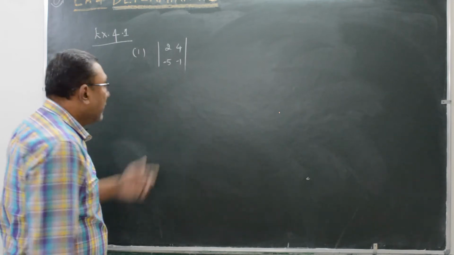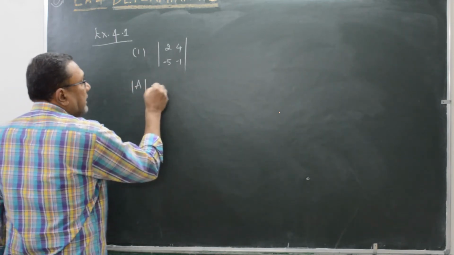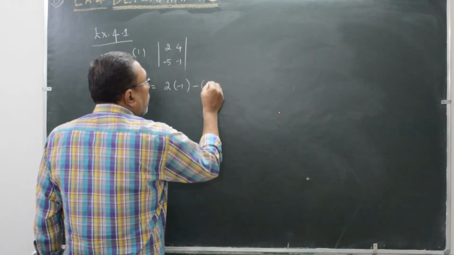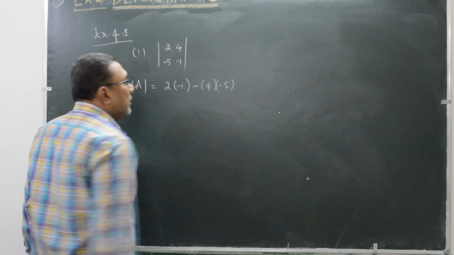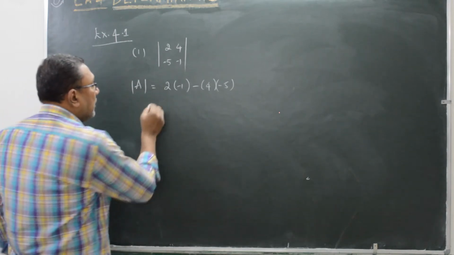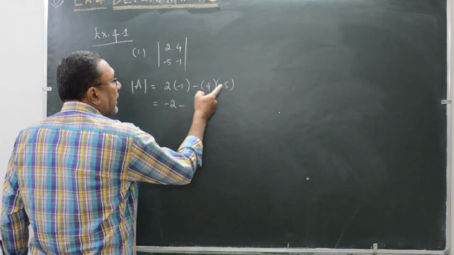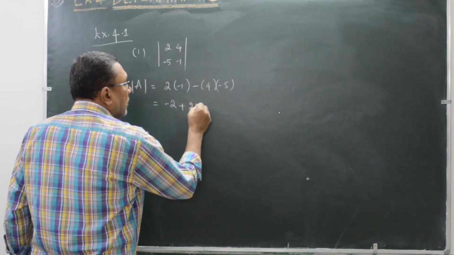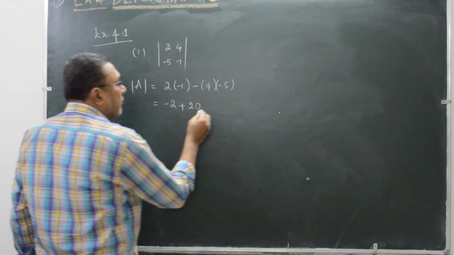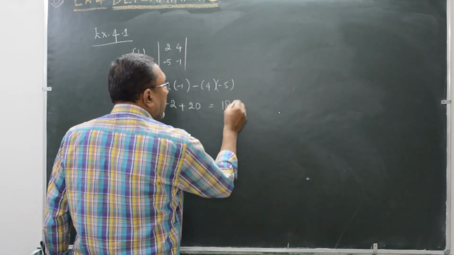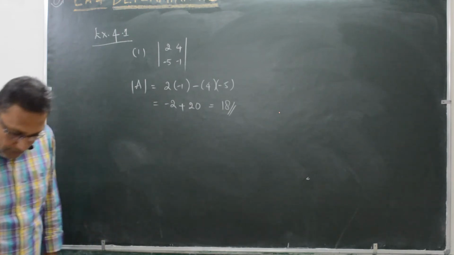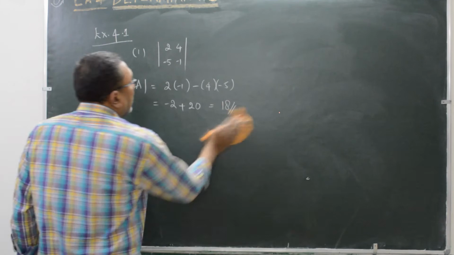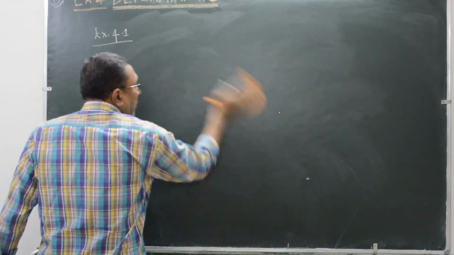So let us find the determinant value. A is equal to 2 times minus 1 minus 4 times minus 5. Then it is minus 2, minus into minus is plus, 5 fours are 20. So therefore it is 18. The value of the determinant is 18. Let us take the second problem.